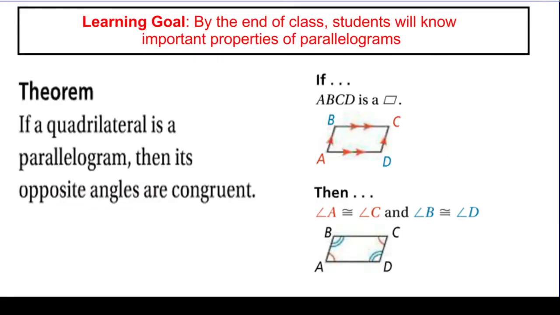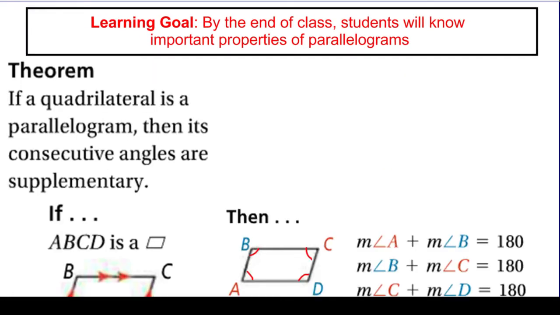Opposite angles. We've already defined opposite angles. Opposite angles are always going to be congruent to each other. And there's lots of different ways that we can describe this. The most simple one is going to come from this fact here. This one is saying that consecutive angles are supplementary.